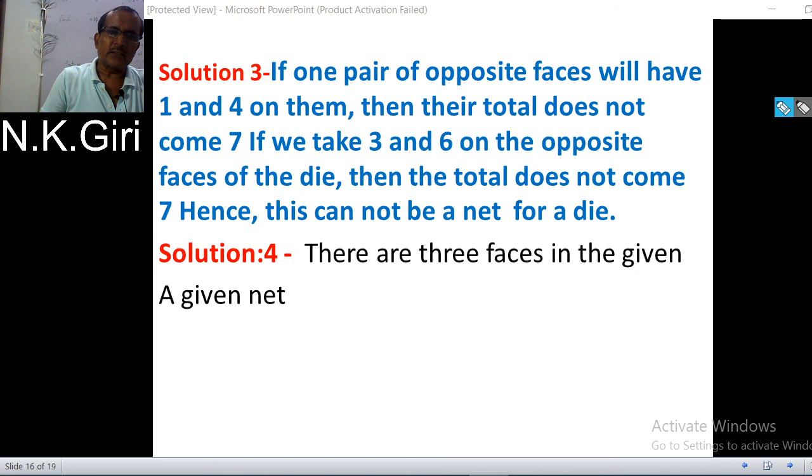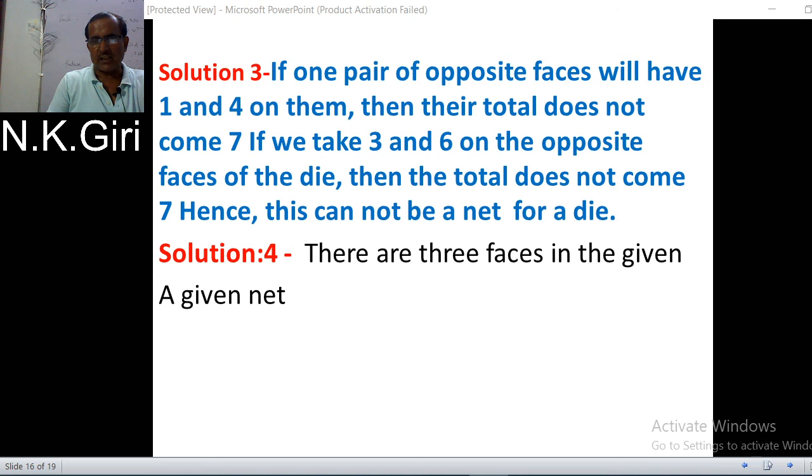Like that, we have to observe on the faces of a dice that if top has 3 and bottom has 4, then the sum will come 7. If we take 3 and 6 on the opposite faces of the die, then the total does not come 7. Hence this cannot be the net of a die. इसलिए die का net नहीं होगा. Now there are 3 faces in the given net. जो हमारा 4 क्वेश्चन है उसमें 3 faces होंगी given net में.